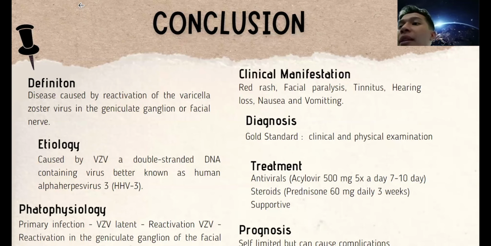The clinical manifestations that can be found in the patient are red rash, facial paralysis, tinnitus, hearing loss, nausea, or even vomiting. For diagnosis, you can use the gold standard, clinical and physical examination only. For treatment, there are a few choices: antivirals such as acyclovir, steroids such as prednisone, and supportive treatment. And the prognosis is that the disease is self-limited but can cause complications.